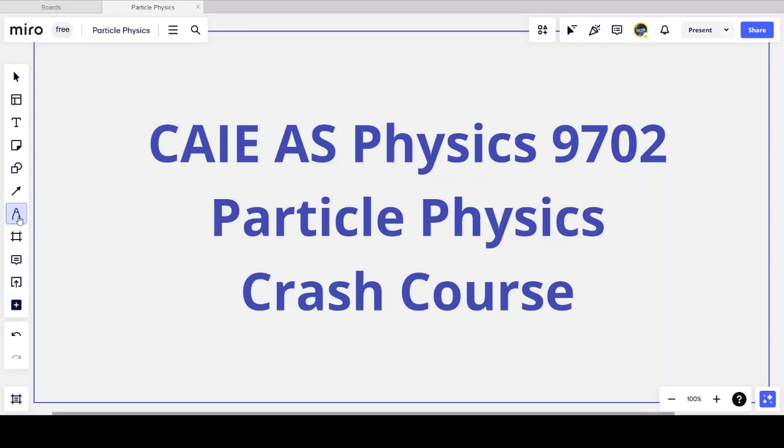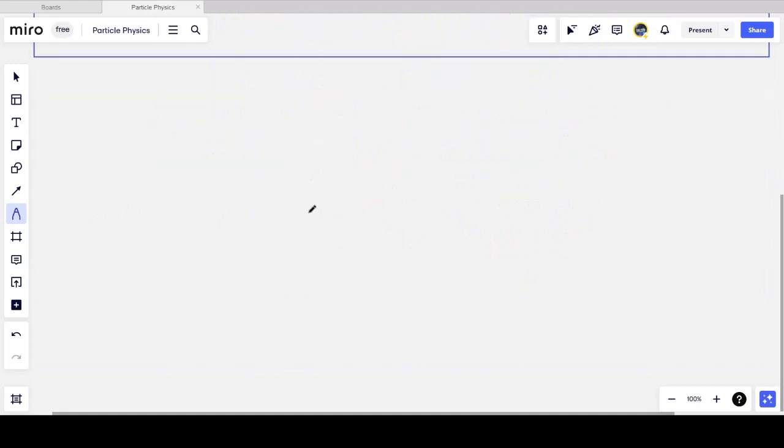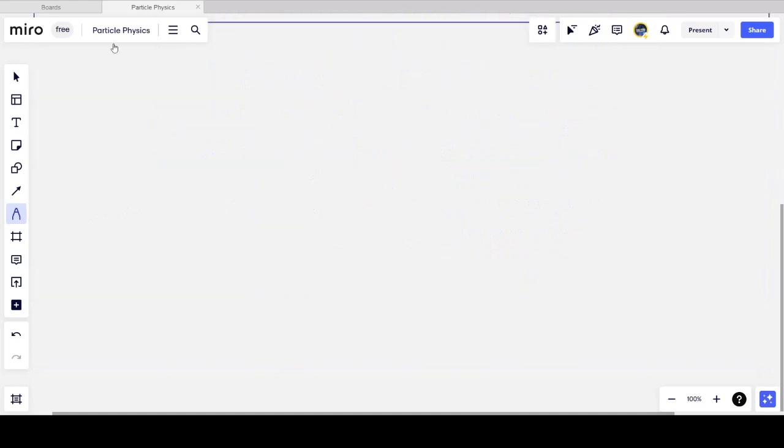I'm Mr. K, and today we're going to be turning our attention to AS Physics for CAIE, and in particular, we're going to be doing a crash course on the topic of particle physics. Now, particle physics is the last topic in AS Physics, and it's the first introduction to modern physics, so it will be fairly new for many of you. Again, this is only a crash course, and this is a topic that requires quite significant reading and studying from your textbooks and from other resources that you may have, but it's a fairly significant one.